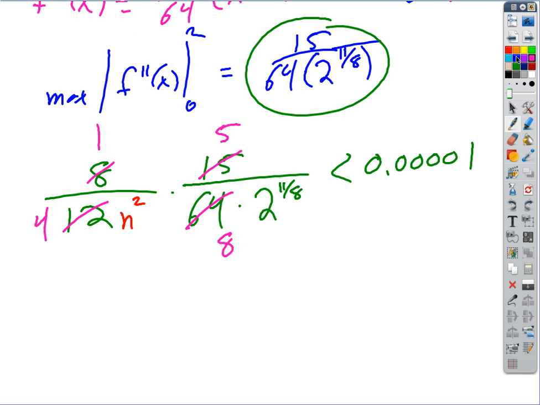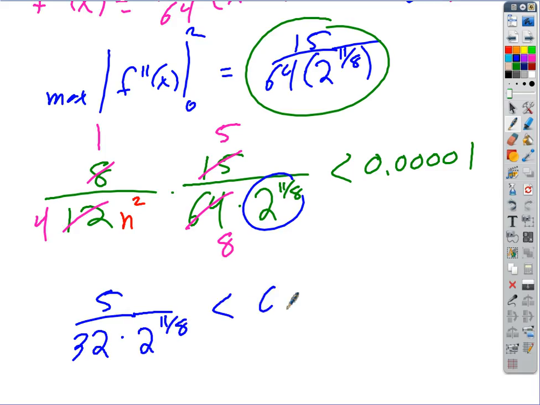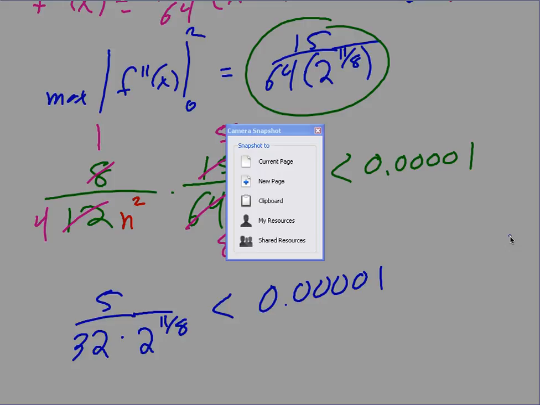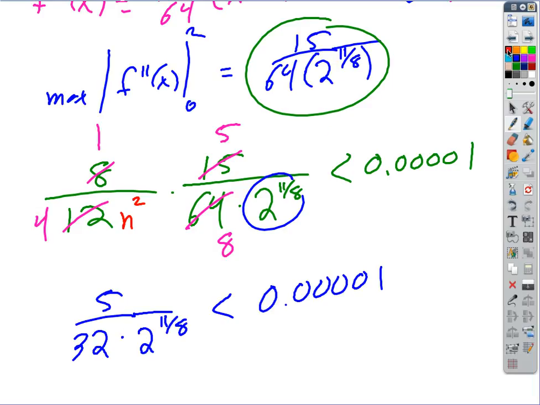Okay, so let's go ahead and maybe reduce this a little bit. So what do we get? 5 on the top, 32 times that thing on the bottom. So 5 over 32 times 2 to the 11/8 is less than that. Okay, let's go to the next page. Where's that square? Oh, n squared. Whoops. Forgot my n squared. Gotta have my n squared. That's the most important part. We got the n squared on the bottom, right? And that's what we're solving for.